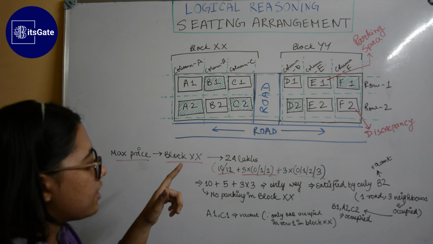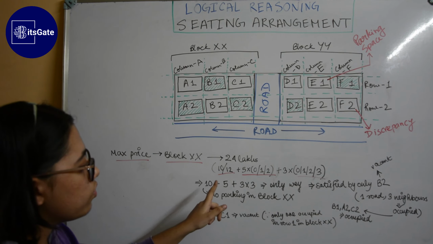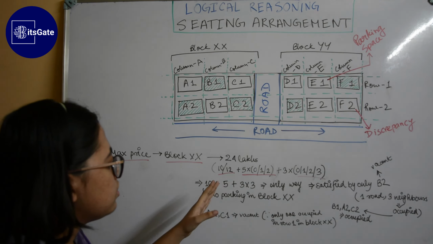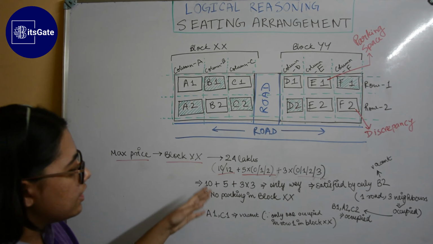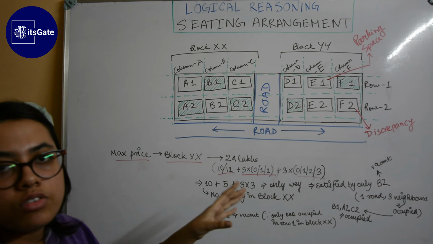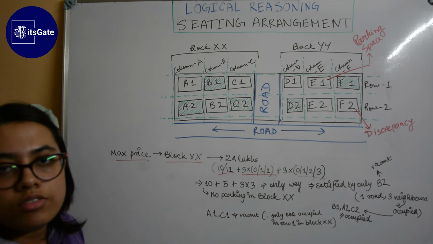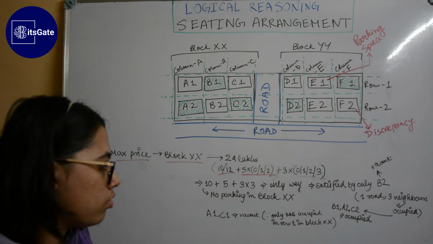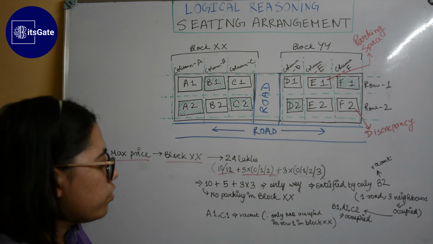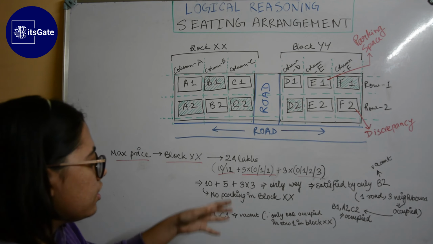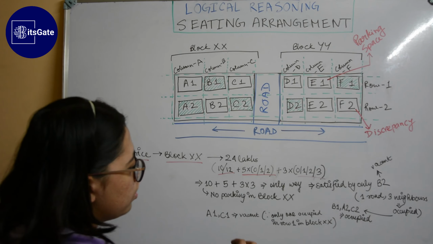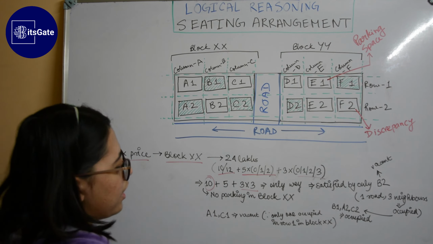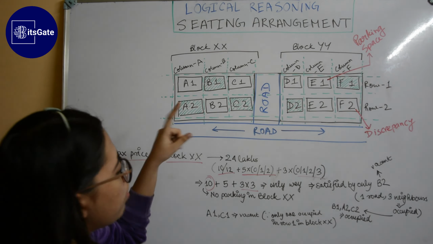We will take the road adjacency as 1, that is 5 into 1, 5. And we will take the neighbor count as 3, which is 3 into 3, 9. You can take any other road adjacency or neighbor count values to find more combinations, but you will still find that this is the only combination which is possible to get 24. So now we have to see that this combination, 10 plus 5 plus 3 into 3, that is 9, is satisfied by which house in block XX.